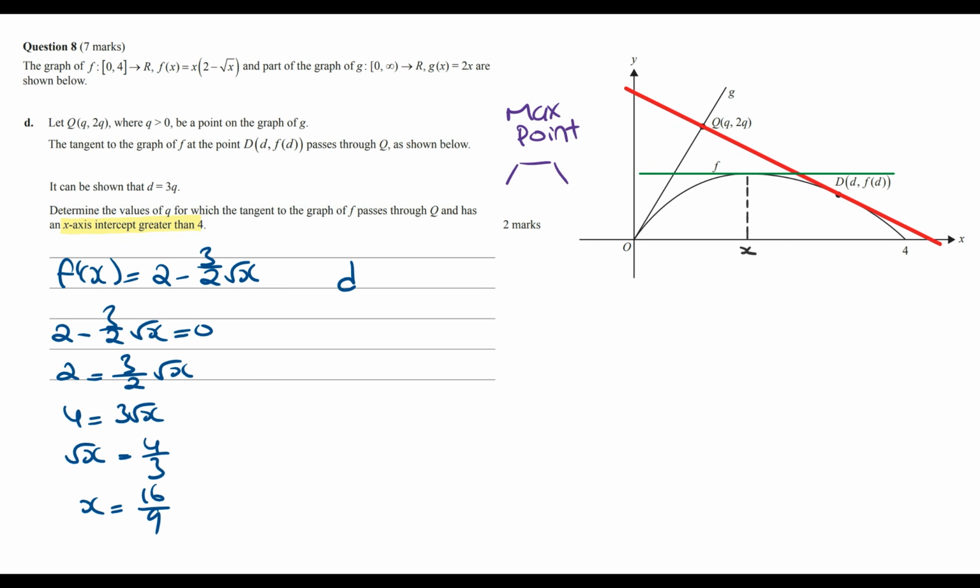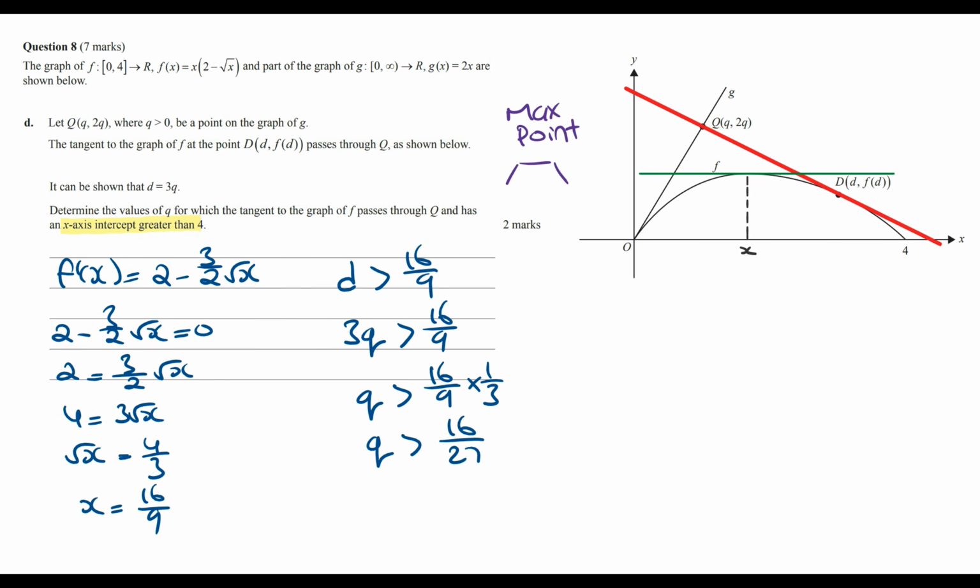This means that the coordinate D has to be larger than 16 on 9. And we're told that D is equal to 3q. And so 3q has to be larger than 16 on 9. Solving for q, we're going to get q is larger than 16 on 9 times 1 on 3. And so q has to be larger than 16 on 27.